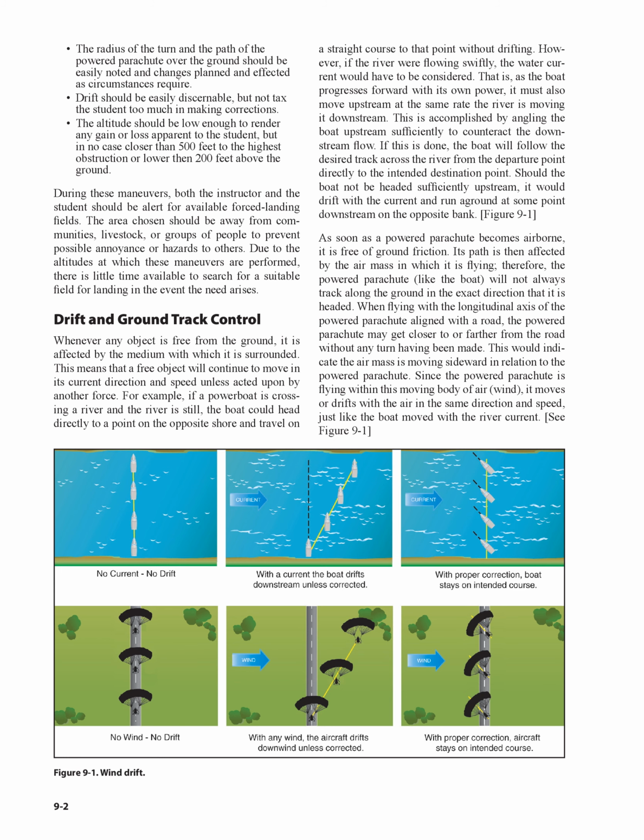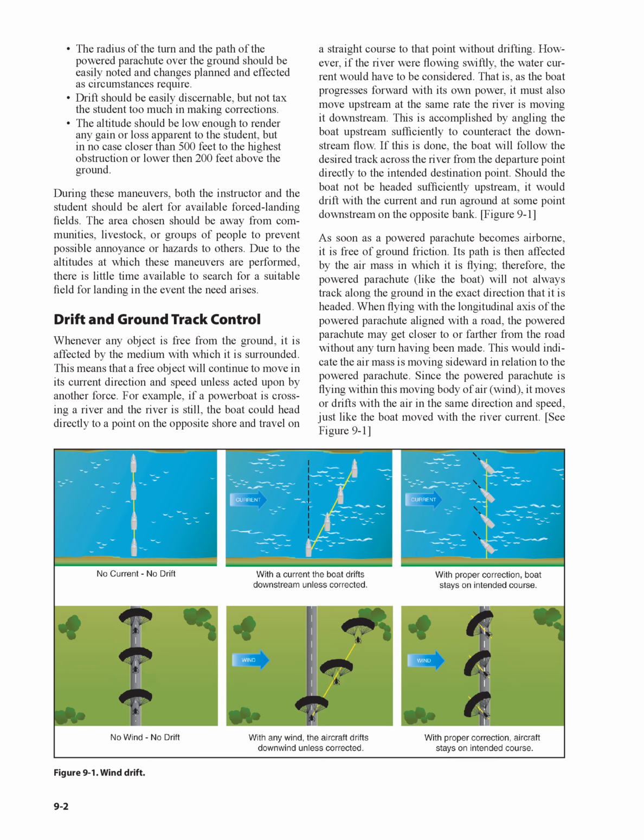Figure 9.1. As soon as a powered parachute becomes airborne, it is free of ground friction. Its path is then affected by the air mass in which it is flying. Therefore, the powered parachute, like the boat, will not always track along the ground in the exact direction that it is headed. When flying with the longitudinal axis of the powered parachute aligned with the road, the powered parachute may get closer to or farther from the road without any turn having been made. This would indicate the air mass is moving sideward in relation to the powered parachute. Since the powered parachute is flying within this moving body of air, wind, it moves or drifts with the air in the same direction and speed, just like the boat moved with the river current.